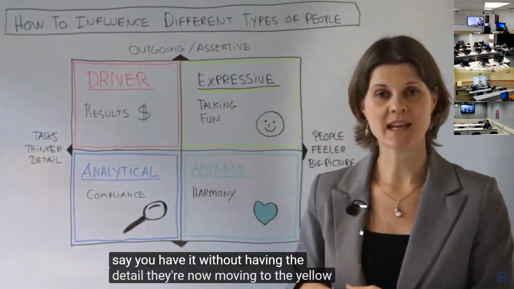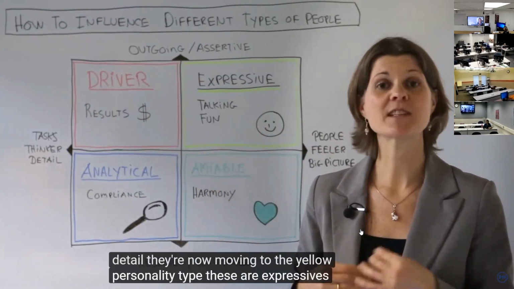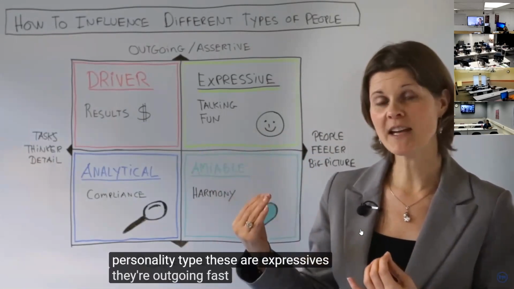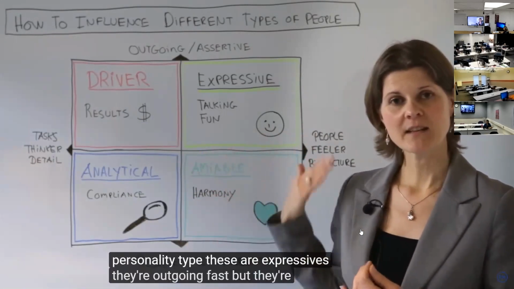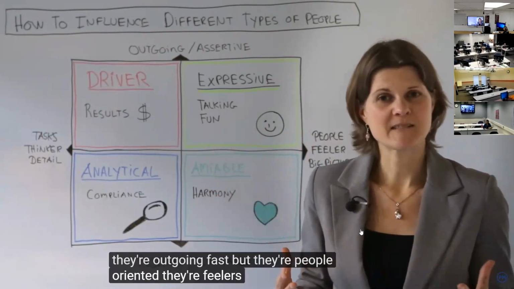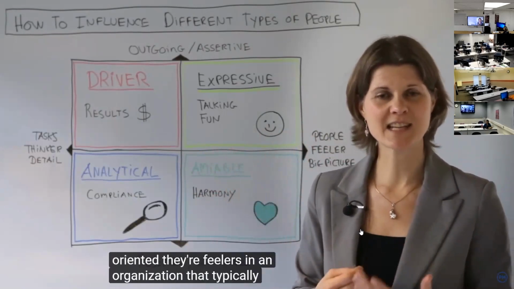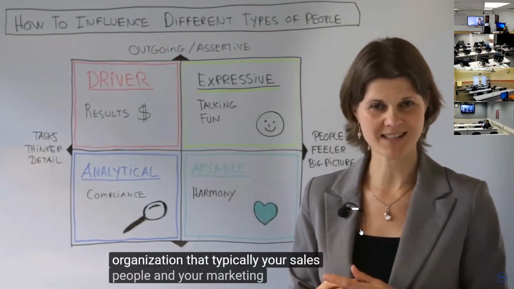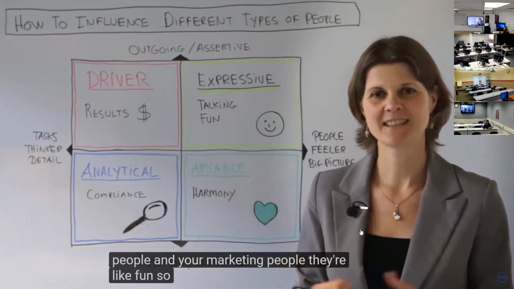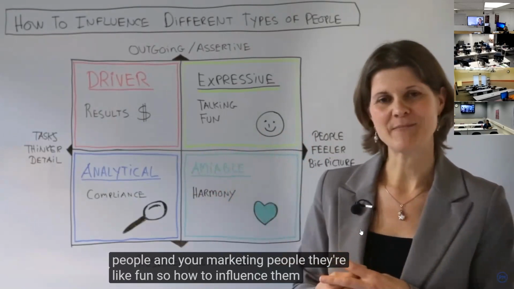Now, moving to the yellow personality type, these are expressive. They're outgoing, fast, but they're people-oriented, they're feelers. In an organization, they're typically your salespeople and your marketing people. They're like fun. So how to influence them?